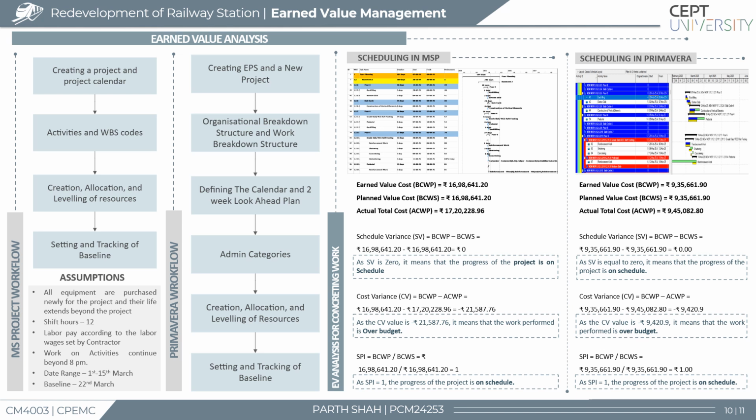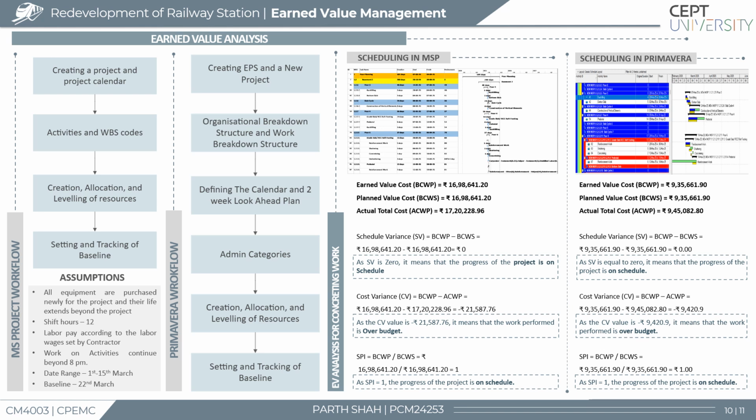Earned Value Management, or EVM, is a performance measurement tool that combines scope, schedule, and costs to provide accurate project control. In this analysis, three main metrics were evaluated. First is BCWP, which stands for Budgeted Cost of Work Performed. Second, BCWS, Budgeted Cost of Work Scheduled, and ACWP, which is Actual Cost of Work Performed.